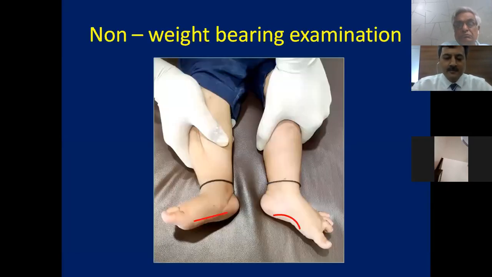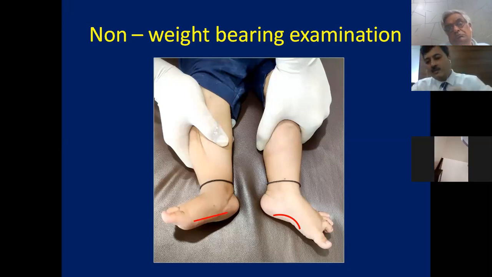And when the child was taken on the couch, so when the child is not weight bearing, you can see that on the right side the arch is still flat, and on the left side the arch has reappeared. So the typical finding of a flexible flat foot is that when the child is non-weight bearing, the arch would reappear. So the very simple examination: the child is standing, and then the second moment you take the child in the mother's lap and you will see the arch has reappeared. That means this is not a rigid flat foot, this is a flexible flat foot.